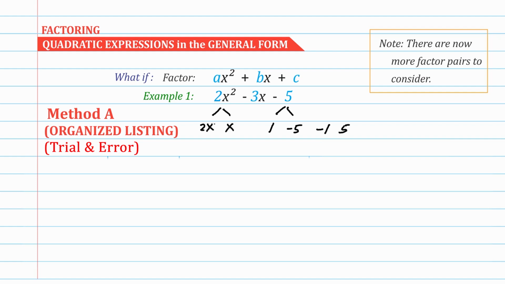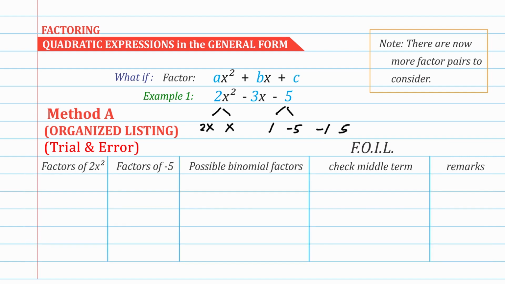Now, to organize this, what we want to do is draw a table here. Let's organize by writing all the factors of 2x² in the first column. So copying from that, we have 2x and x. Now, in the second column, we have the factors of -5, our last term. So let's copy this one. So we have 1, -5. Aside from that, -1 and 5.